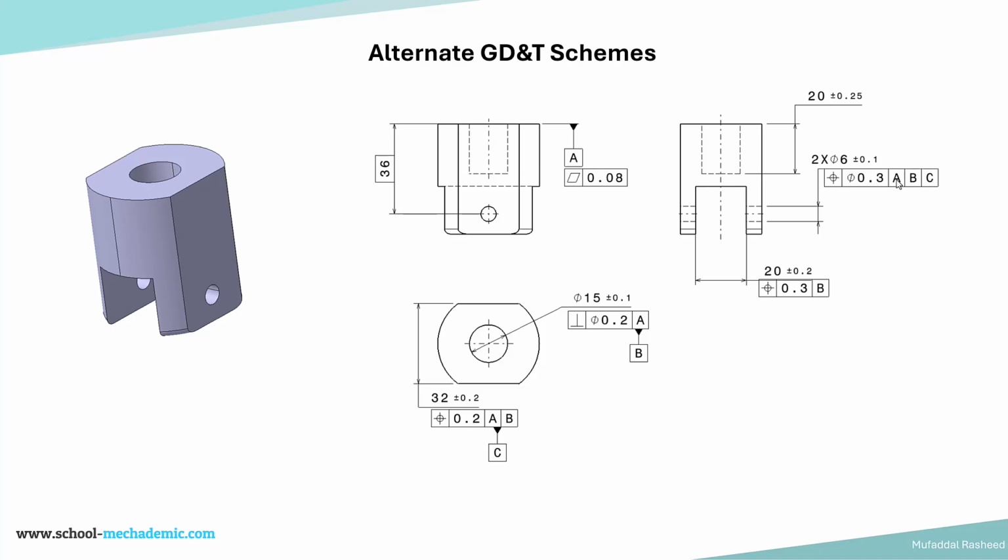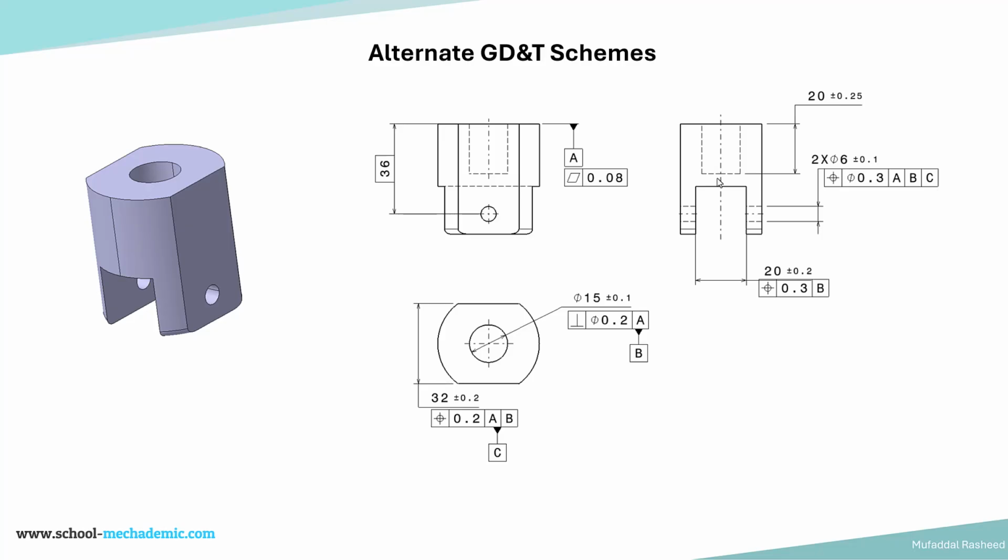So with respect to datum A, which is this surface, datum B, which is this hole, and datum C, which is this width, this position of these holes is being controlled within a cylindrical tolerance zone of 0.3. And additionally, there is another control which has been applied over here. The width, the internal width, the cavity of 20 plus or minus 0.2 is being controlled with respect to its position with respect to datum B.